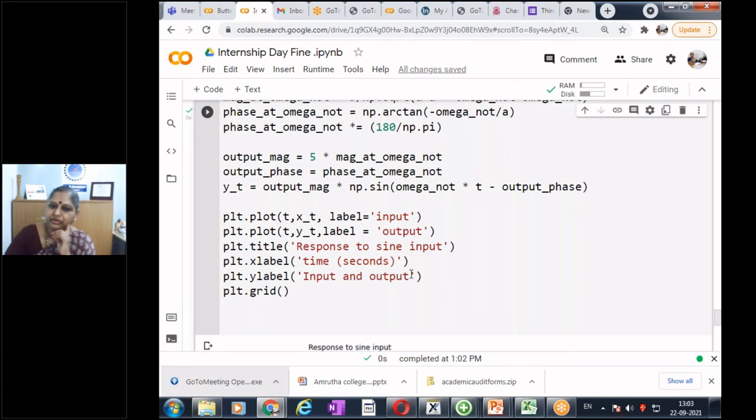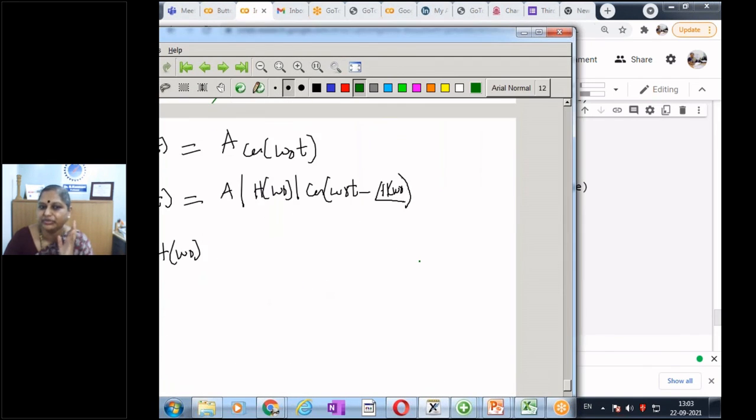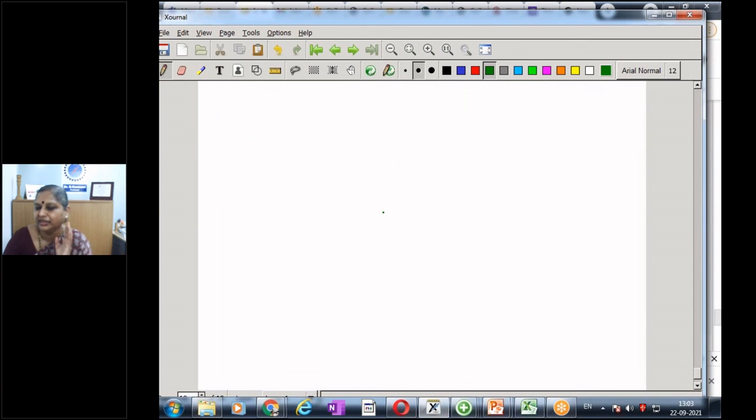So now for homework, any doubts? Are you able to appreciate there is nothing complex that exists? Everything that is physical is only real. The Fourier transform, everything was so complex, but finally I compute magnitude and phase, and I multiply my input amplitude and give a phase delay. Any questions? So if I give you a homework, you will be able to do it.